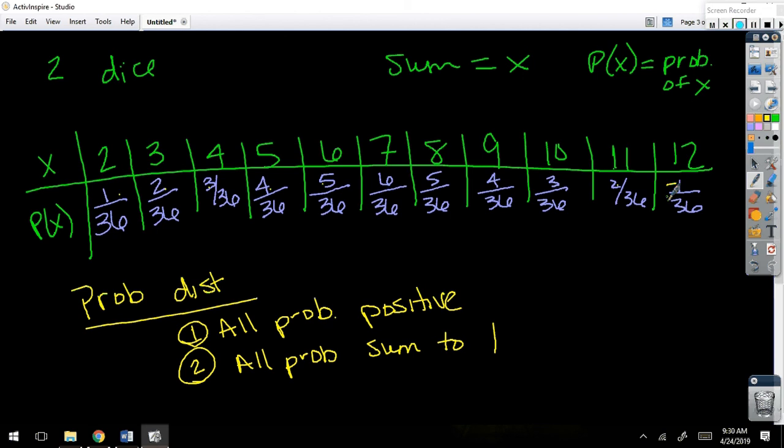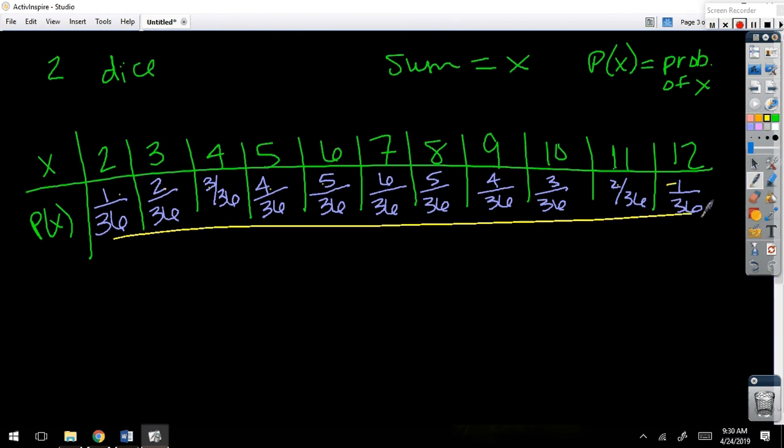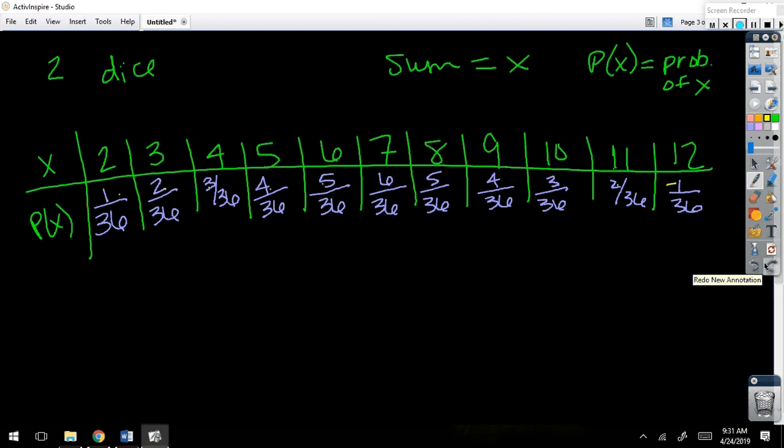Now, we also graph these. It's an easy graph. It's part of this lesson. When we graph them, it's a really, really easy graph. We use a histogram to graph. A bar graph. If you add everything up in the probability row, it'll add to 1. 36 over 36.